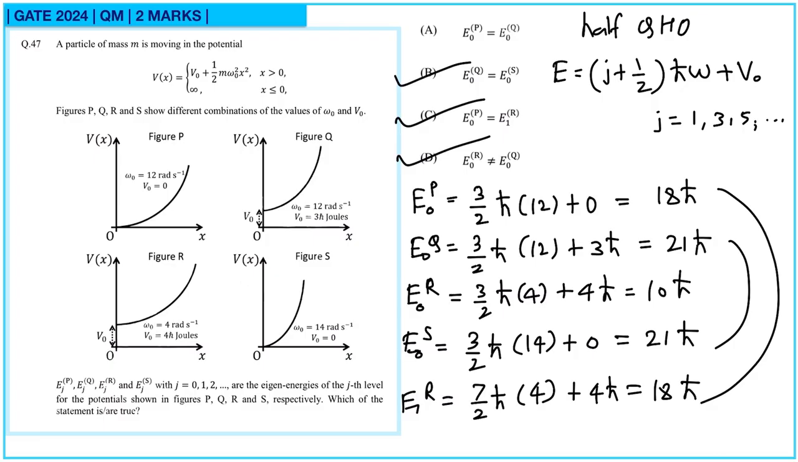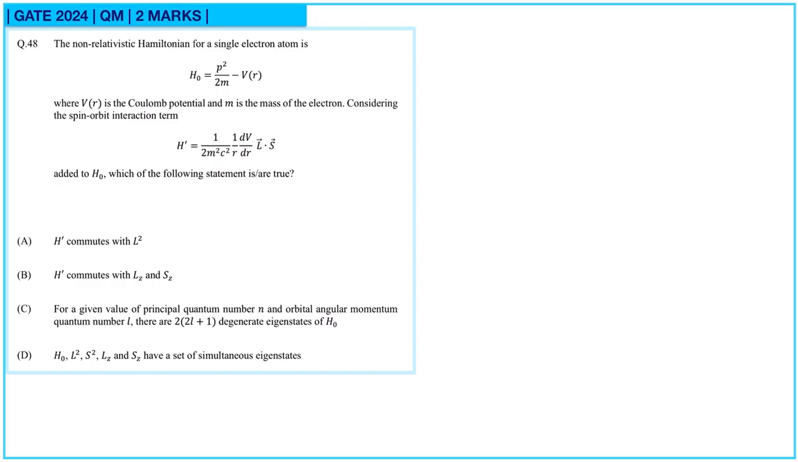Next question. The non-relativistic Hamiltonian for a single electron atom is H0 equal to P square by twice M minus V of R, where V of R is the Coulomb potential and M is the mass of the electron. Considering the spin orbit interaction term added to H0, which of the following statements is or are true? Here we can see this H dash is proportional to L dot S. So we have to find out if it commutes with L square, with Lz, Sz, and so on.